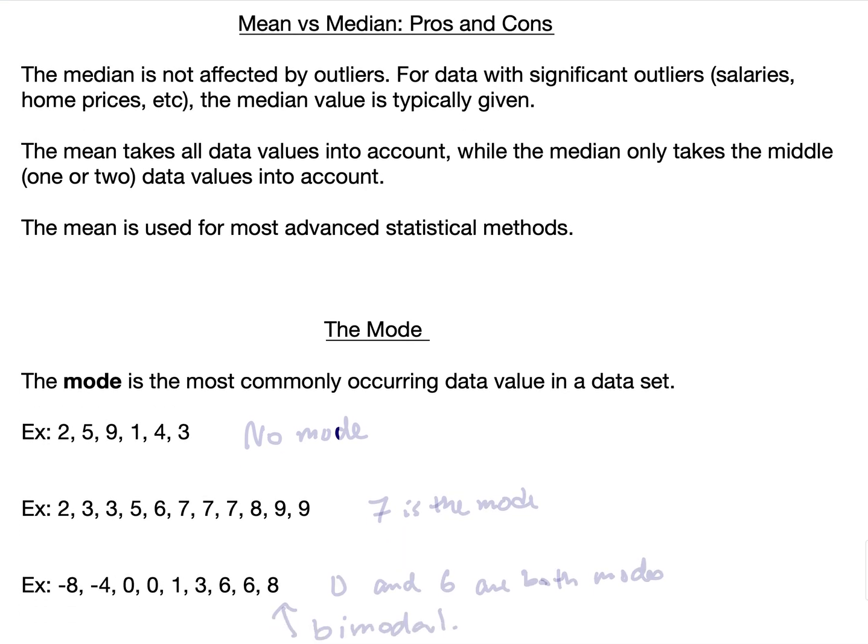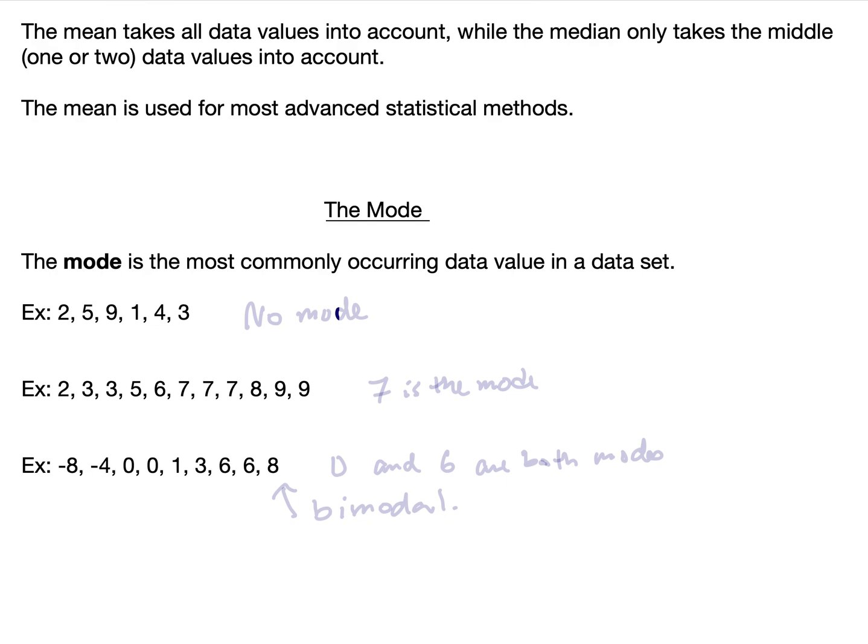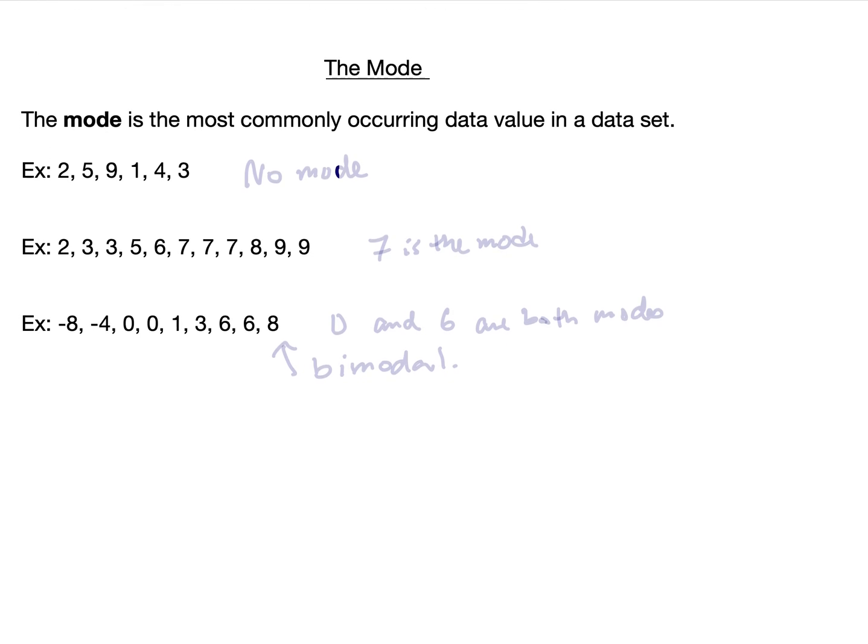Let's talk about one last measure of center, the mode. The mode is the most commonly occurring data value in a data set. The mode is obviously really easy to find. It's really easy to see, especially if you've got a histogram or a frequency distribution. But it doesn't tell you a whole lot of information, so it's a very accessible measure of center that's not used as much in more advanced statistics. But let's look at these three examples and find the mode in each case.